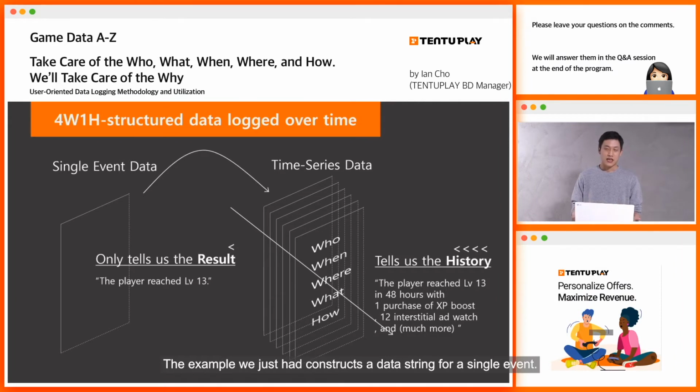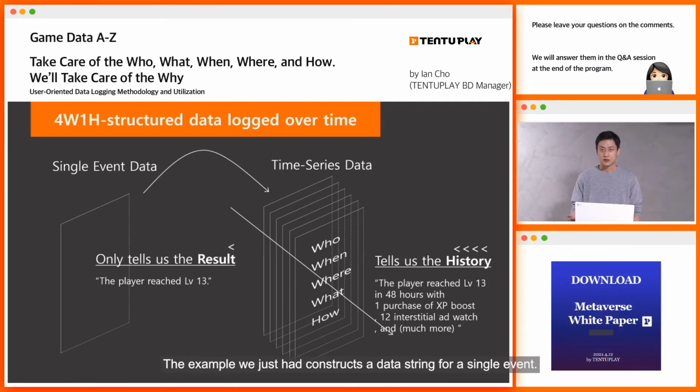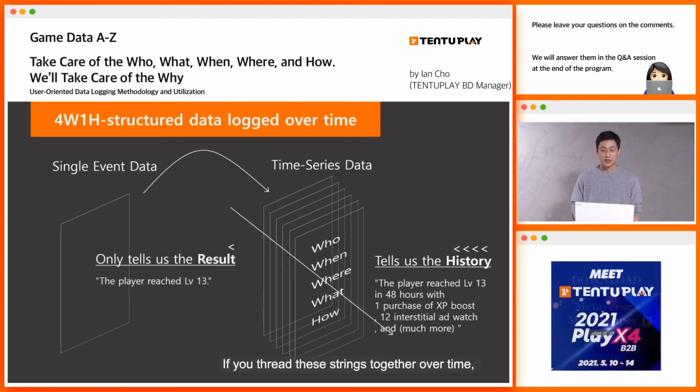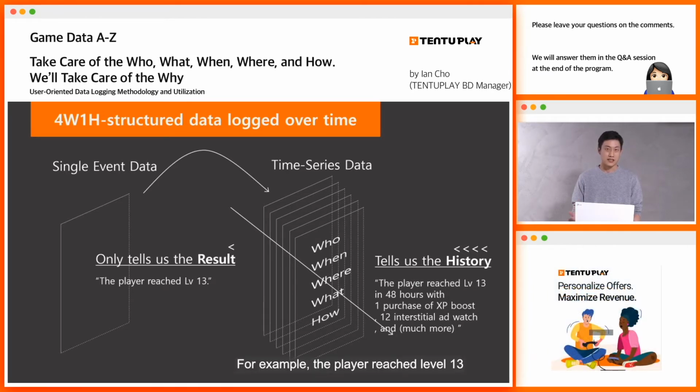So the example we just had constructs a data string for a single event, which only tells us what happened, such as the player reached level 13. If you thread these strings all together over time, you get what we call time series data. It tells you the whole history of the player's journey throughout your game. For example, the player reached level 13 in 48 hours with 1 purchase of XP boost, 12 interstitial ad watches, and much more.